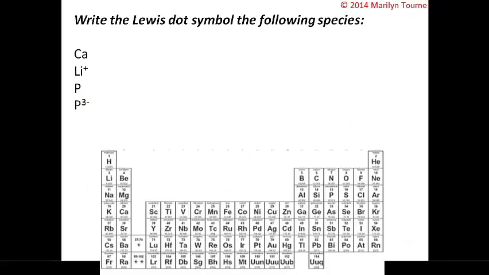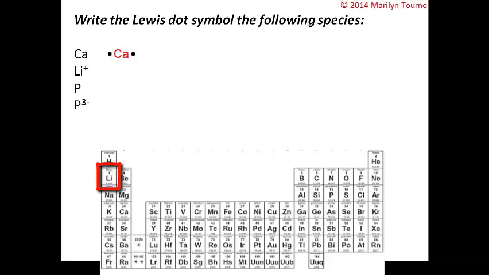Just to make sure we understand how to do these Lewis dot symbols, let's try to write the Lewis dot symbol for the following species. First one is calcium. Calcium sits in the second column, so you would have calcium with 2 dots, since there are 2 valence electrons in calcium. Next, lithium, but it's not just neutral lithium, it's a lithium cation. So it has 1 less electron than lithium would normally have. Lithium is in the first column. So normal lithium has 1 dot, 1 valence electron, but it's saying that it's the cation of lithium.